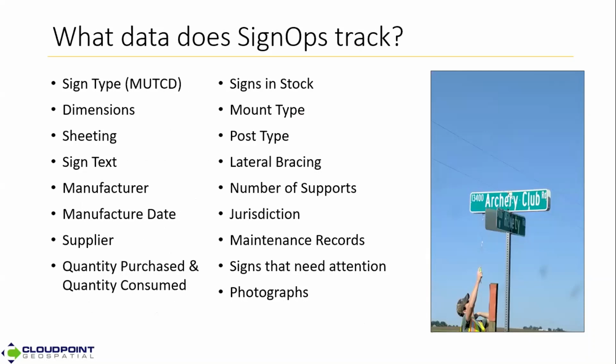We're also going to be able to track some of our assembly information to our signpost information when it comes to the mount type, the post type, bracing, supports. We're going to be able to track jurisdictions, and again, we're going to be able to access records, and most importantly, we're going to be able to see signs that we've marked as, hey, this sign is in need of attention and needs to have some sort of maintenance performed on that sign.